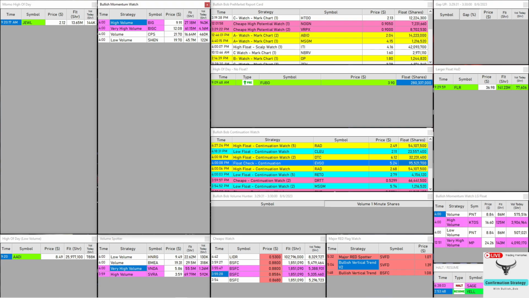You know, guys, anyone can design a scanner that's going to just spew out anything with volume, but is it something that's high quality or not? These scanners are designed to find the high quality in the market.